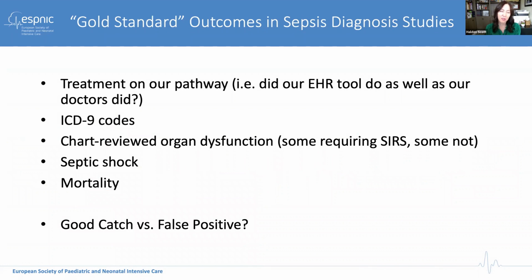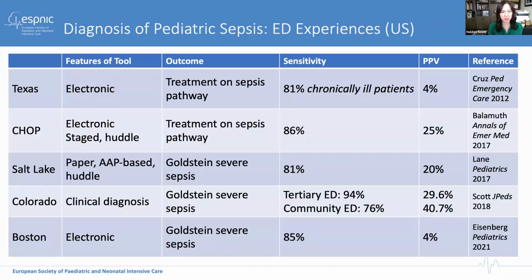When we compare, you're here probably wanting to know which tools work best in these forums. And one difficulty in comparing tools and looking at the published literature is that everyone used different outcomes. In some cases, they said treatment for sepsis was the outcome of interest. Some people might consider a patient who received fluid and antibiotics and never developed shock or organ dysfunction to be a good catch and a positive, whereas some might say that wasn't really sepsis at all. Your tool was a false positive in that case. And some use administrative codes, chart reviewed organ dysfunction or mortality.